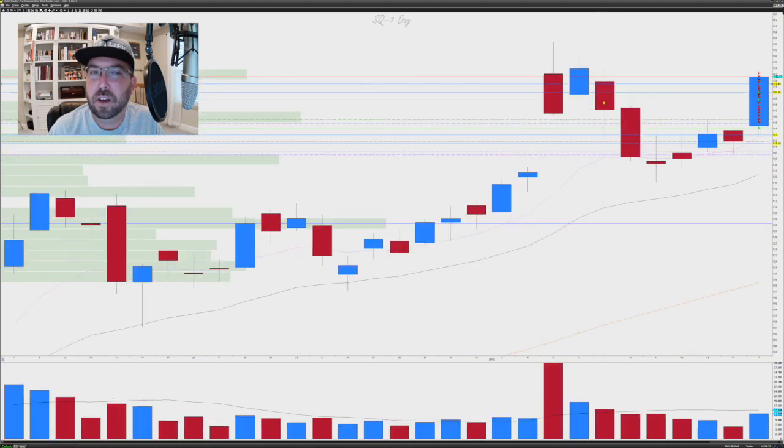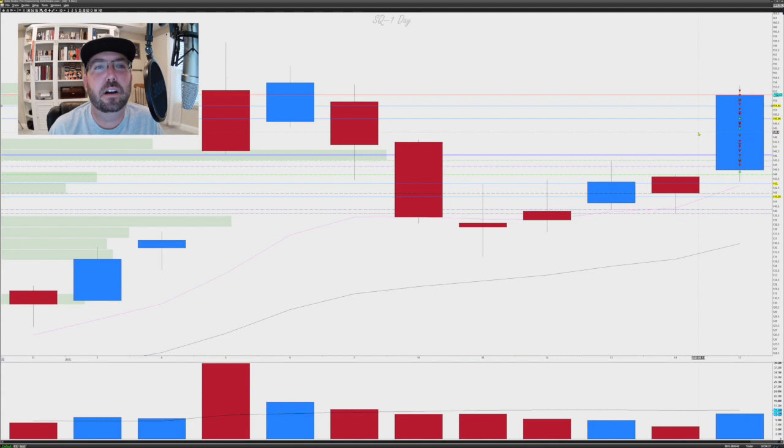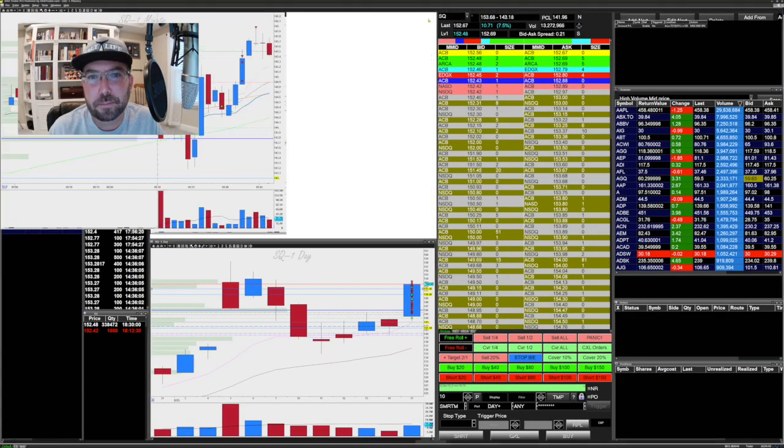Those are levels I'm covering from carrying. I actually pulled those off of the 1 minute chart as I was trading. I'll show you those in a second. So let me get this back down here. So on to the 1 minute.